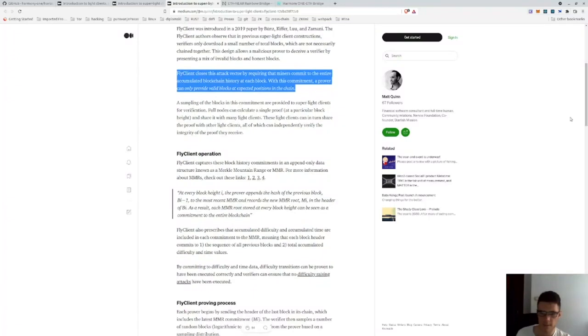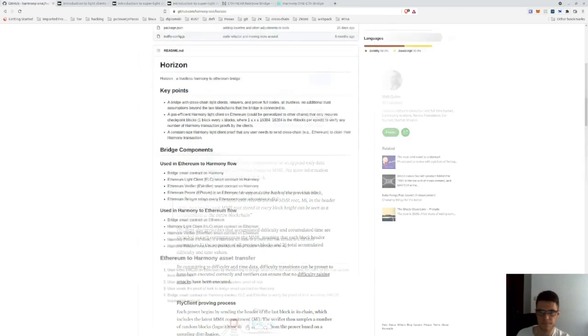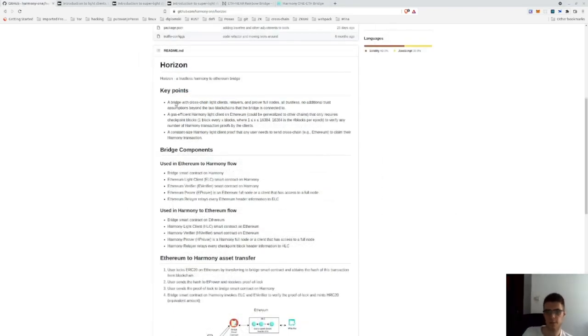The problem with this Fly client today is that it requires this MMR to be included in a block header, and for example, in Ethereum, we would need a fork in order to include it. So Horizon is a trustless Harmony to Ethereum bridge, which means we don't have a third-party validator set. We rely on underlying blockchains.